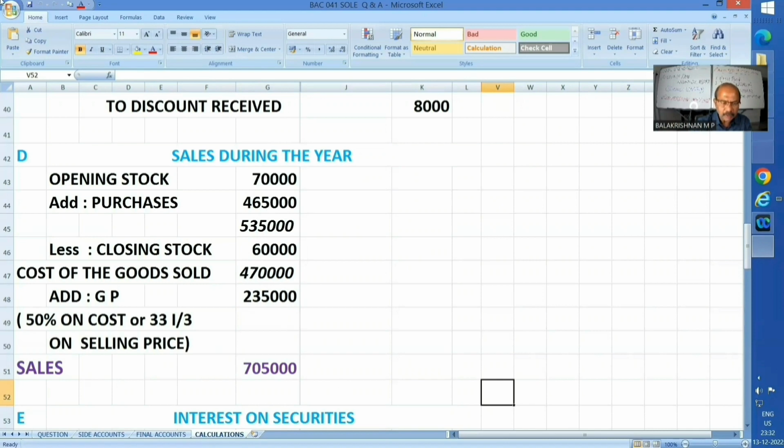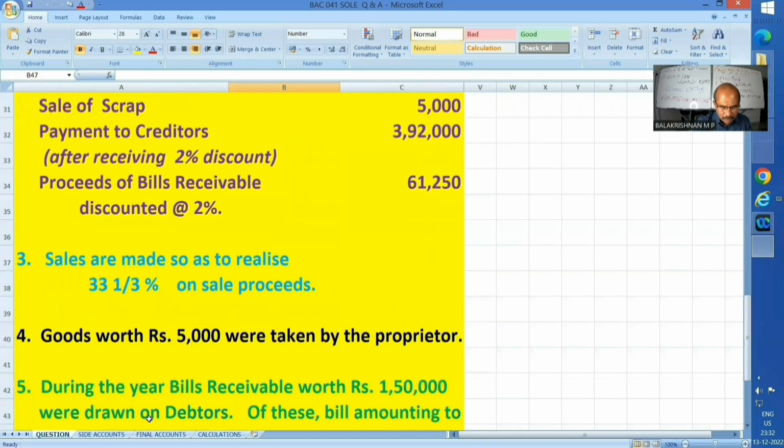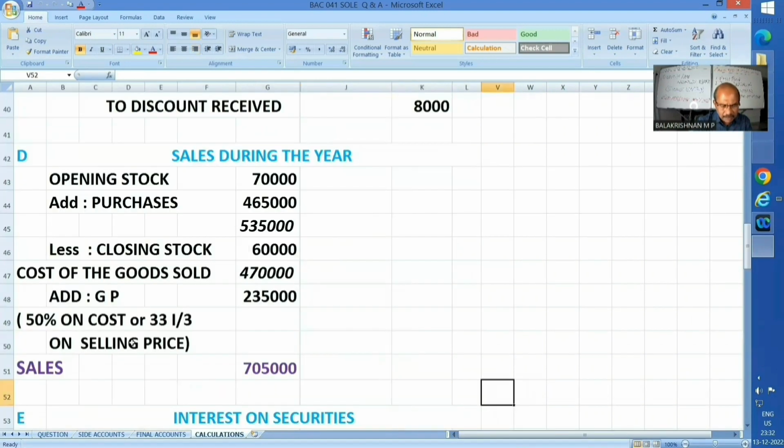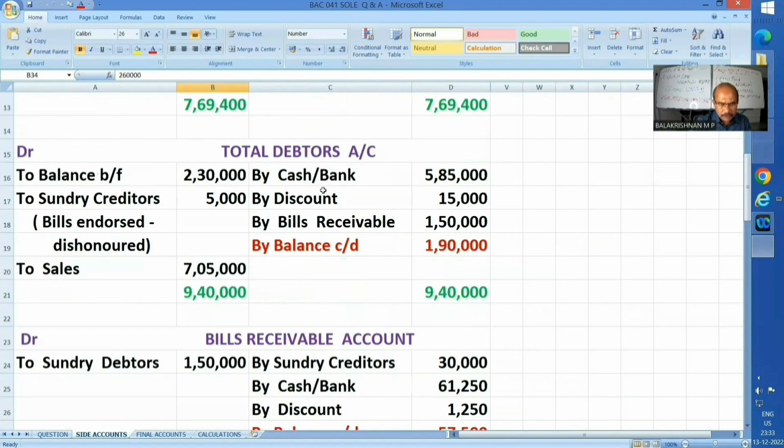Should I explain again? Opening plus purchase minus closing stock, that is the cost of the goods sold, and gross profit, I got 2,35,000 because they said in the question that sales are made so as to realize 33 and 1/3 on sale proceeds. That means on selling price 33 and 1/3, which is equivalent to 50% on cost price. So 50% of this is 2,35,000. So total sale is cost of the goods sold plus gross profit, 7,05,000. That we are going to show in the debtors account.